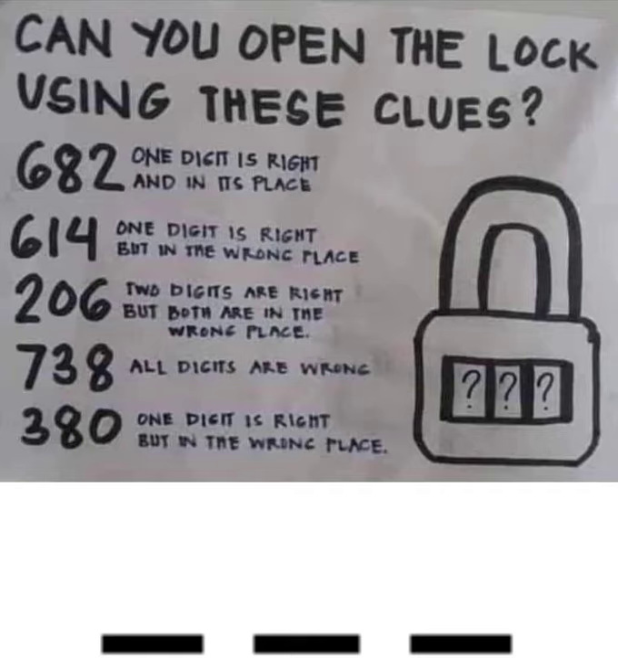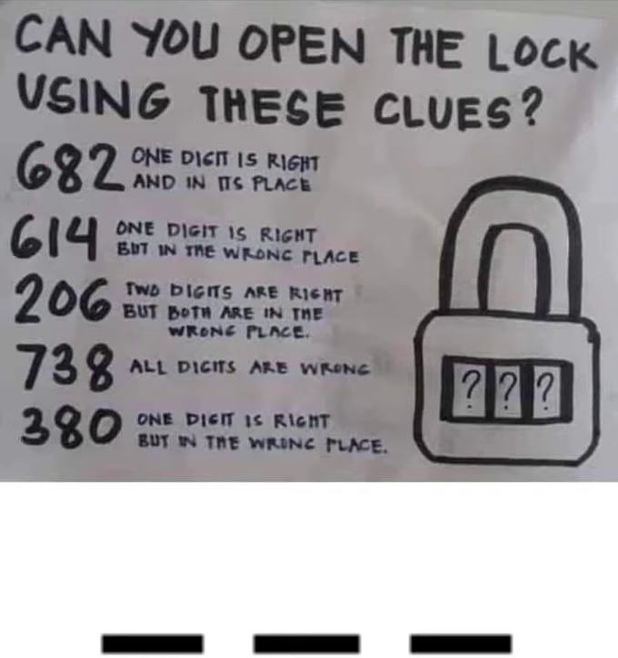Here's how you solve the combination lock problem. The first line says one digit is right and in its place. So either the 6 is right and in its place, or the 8, or the 2. But looking at the second line, which has a 6 in the same place, it says that one digit is right, but in the wrong place. So I know the 6 isn't correct, because those two lines would counter each other.